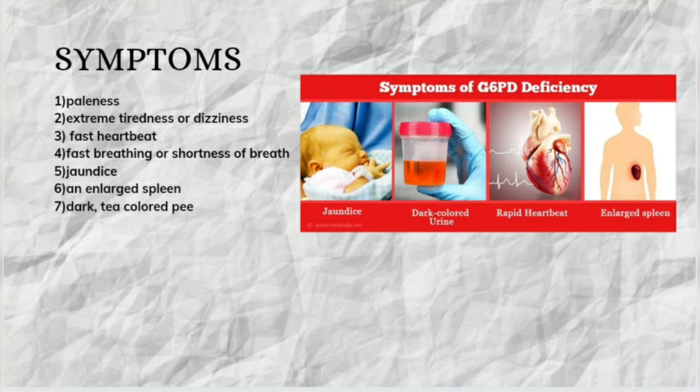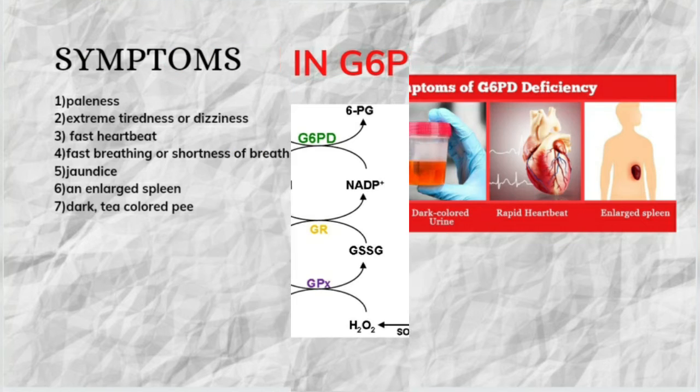Here are the symptoms of G6PD deficiency, where we can look at a person that is affected, which is paleness, extreme tiredness or dizziness, fast heartbeat, fast breathing or shortness of breath, jaundice, where the skin and eyes look yellow, an enlarged spleen, and the urine will become darker.